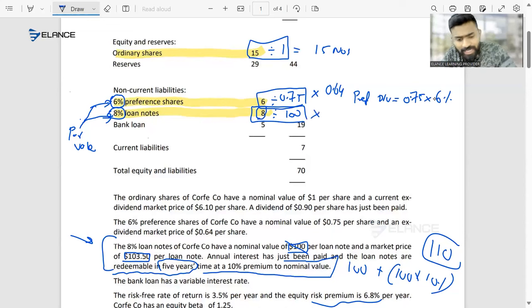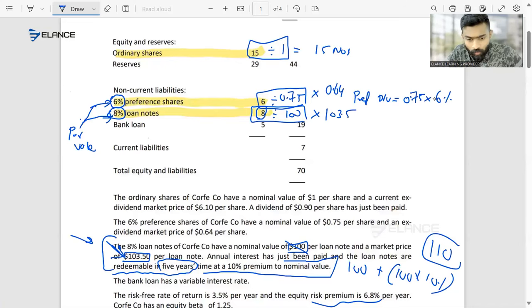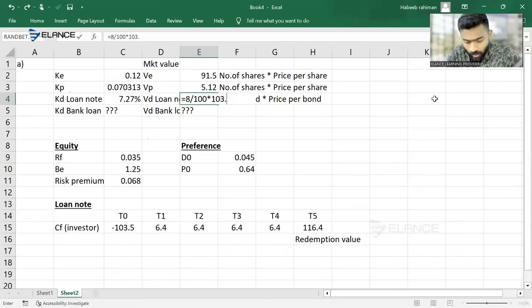And each is trading in the market at 103.5. So multiply by 103.5. So this is equal to 8 million divided by 100, sorry, my mistake. 8 million divided by 100 is how we get the number of bonds, and each bond is trading at 103.5. Okay, great. So this is the value of debt.